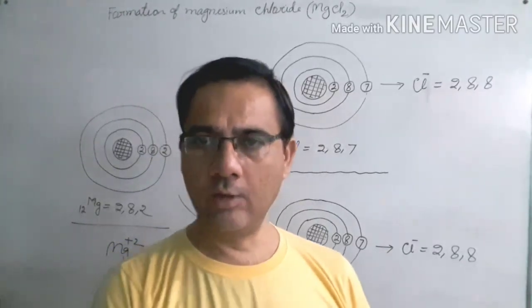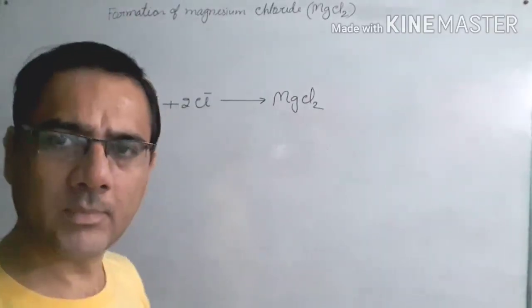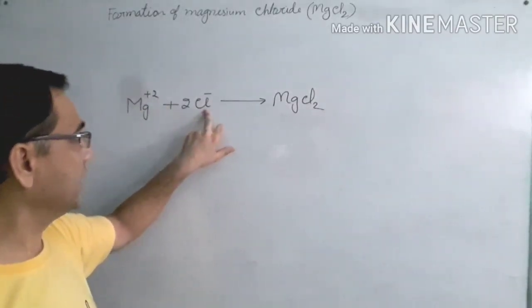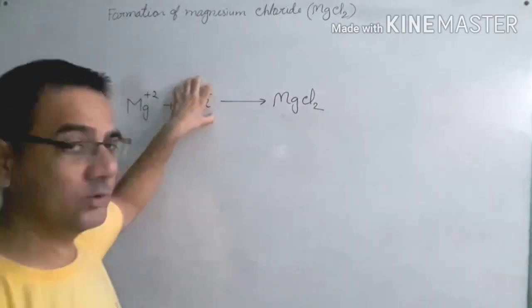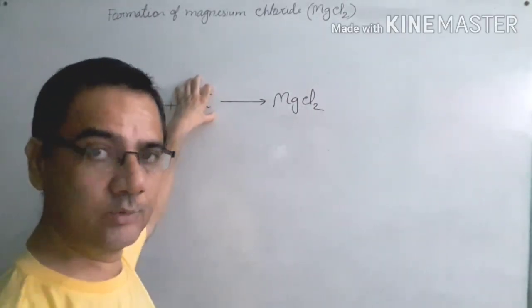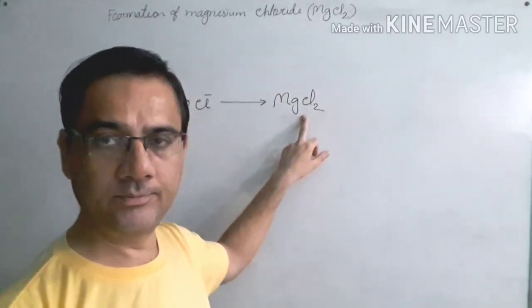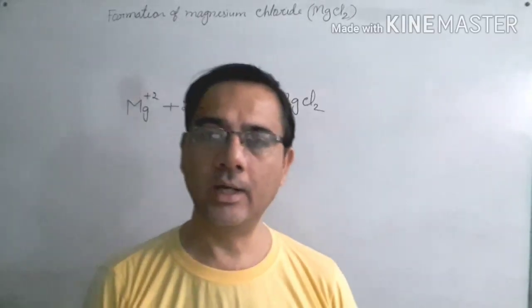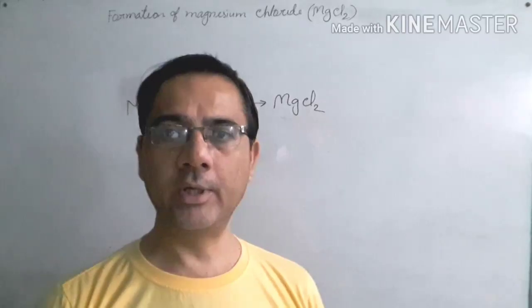So we see how the formation of MgCl2 finally takes place. Magnesium acquires 2 units of positive charge, each chlorine atom acquires 1 unit of negative charge, and finally this Mg plus 2 and 2Cl minus come close to each other and they form magnesium chloride, that is MgCl2. So I hope the formation of both the compounds, that is sodium chloride and magnesium chloride, is clear to you. Now we go to another topic.